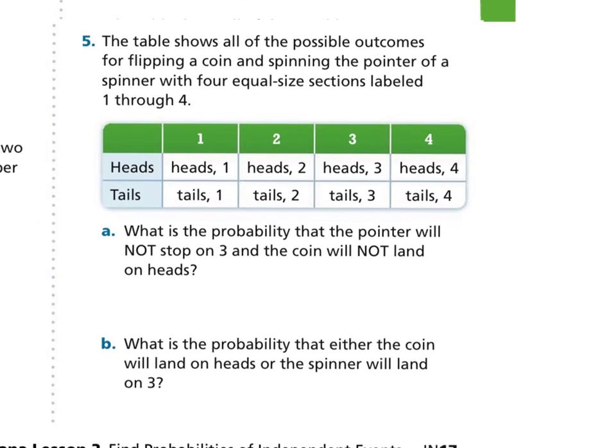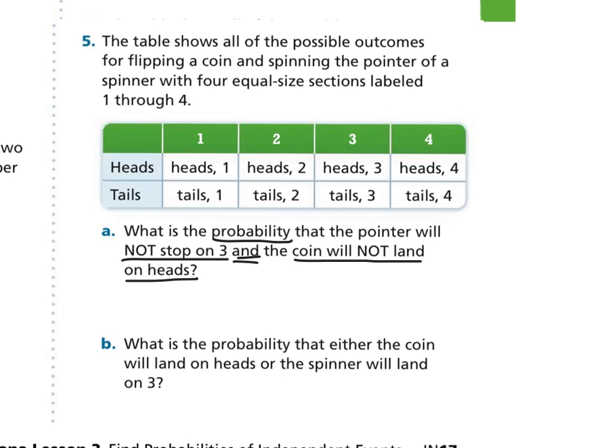Number 5, table shows all the possible outcomes for flipping a coin and spinning the pointer of a spinner with 4 equal sized sections labeled 1 through 4. What is the probability that the pointer will not stop on a 3 and the coin will not land on heads? So this is kind of an opposite question. We want it to not be a 3 and not be heads.